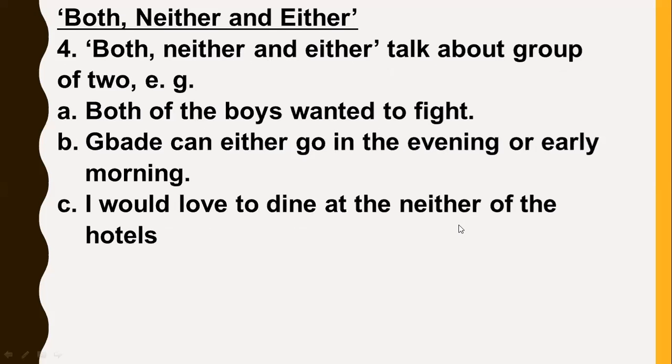Let's move to the next one. Here we have both, neither, and either. Both, neither, and either talk about a group of two. That is, they are used when we have just two. Both of the boys wanted to fight. We are talking about two. But they can either go in the evening or early morning.